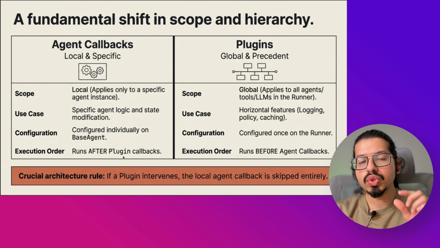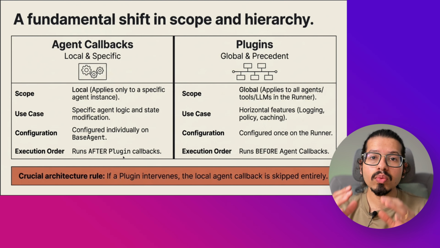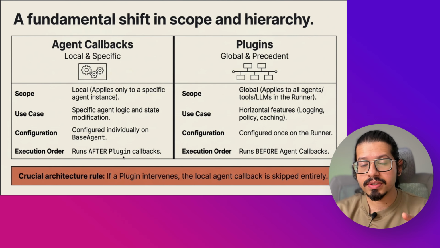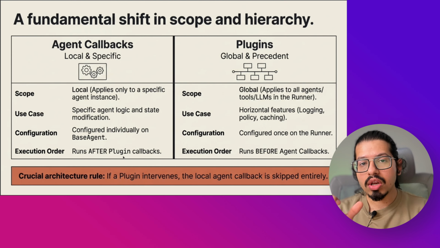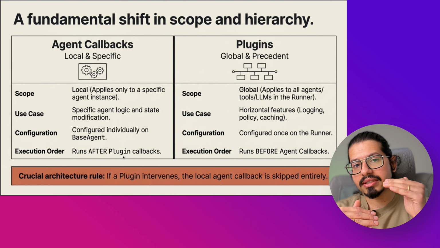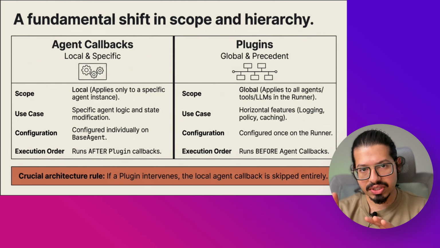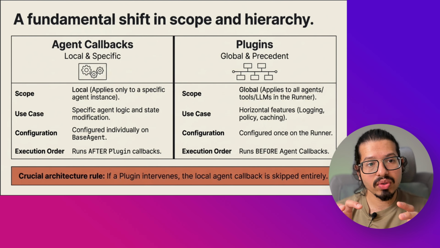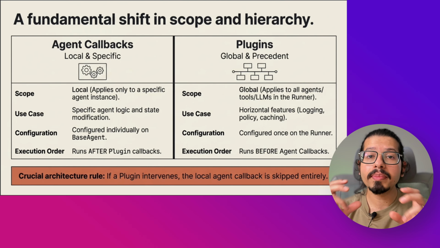A callback is usually tied to a particular agent instance, but a plugin is configured once on the runner and then it applies across all the agents, all the tools, and all the model calls. And one important rule is that if a plugin intercepts a flow, the local callbacks don't get a chance to override that, meaning the plugins precede the callbacks. For example, a callback might redact output for one healthcare agent, but a plugin can enforce this redaction across every healthcare workflow that's running in that application. Now that we understand the difference in the scope, let's understand what a plugin can actually do.